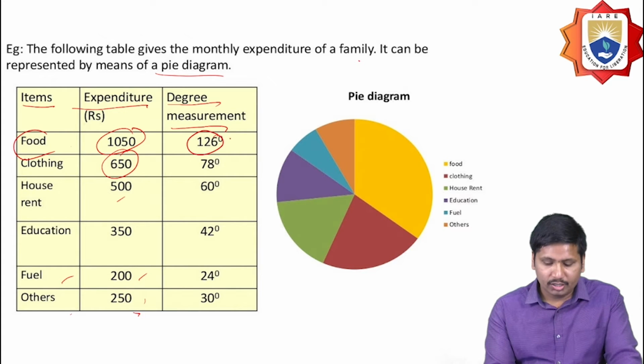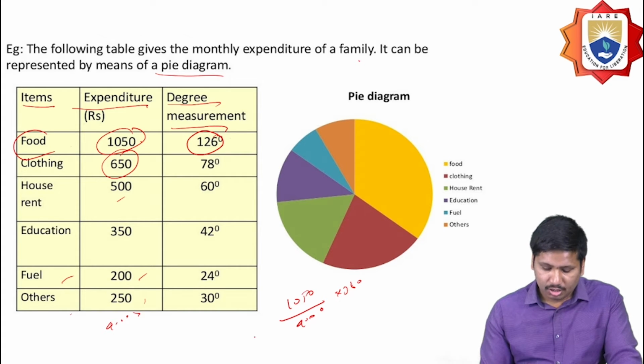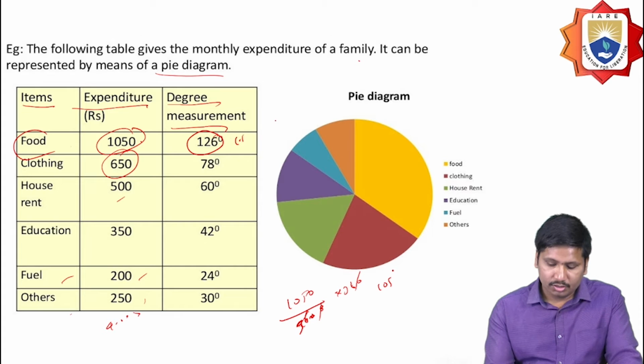So how can I get this? For that, what is the frequency? Suppose 1050 divided by the sum of these, which is around 4000 something, into 360 I have to write. So let me take this to be around 3600, so that everything cancels. So 105 degrees. So like this.